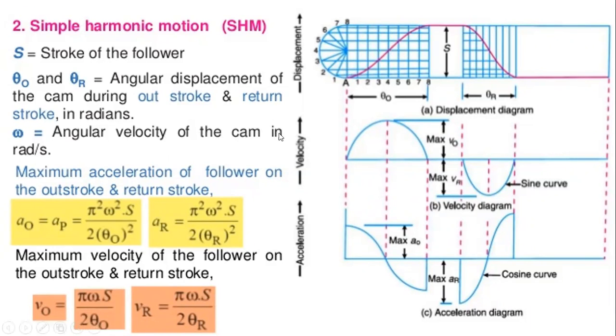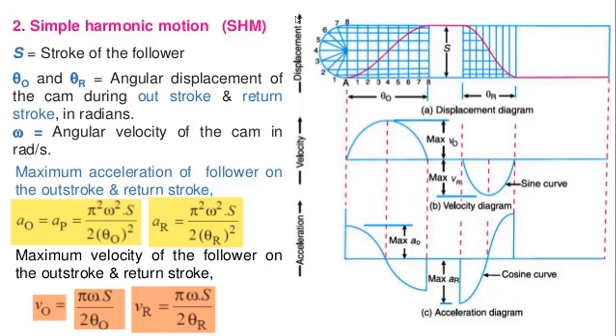So omega is the angular velocity of the cam in radians per second. And when you are going to take the maximum velocity, sorry, maximum acceleration, we need to take two formulas for the outward stroke and the return stroke. So there are two individual formulas for the outward stroke as well as the return stroke, for the maximum acceleration of the follower on the outstroke and return stroke.